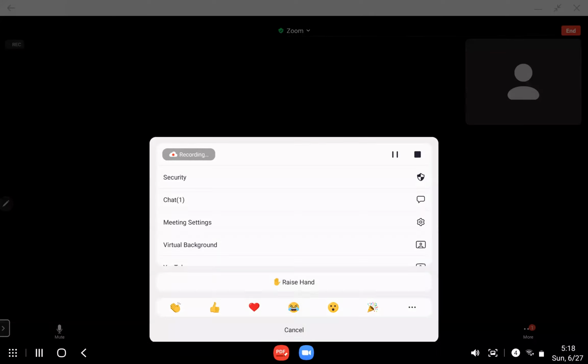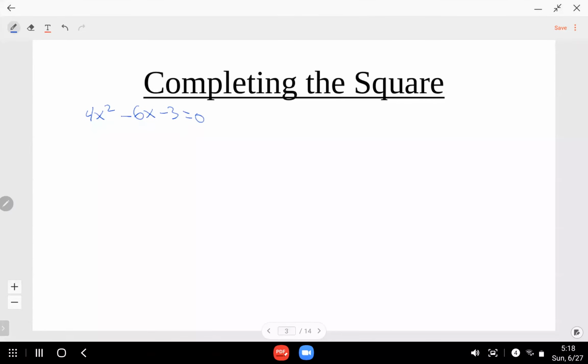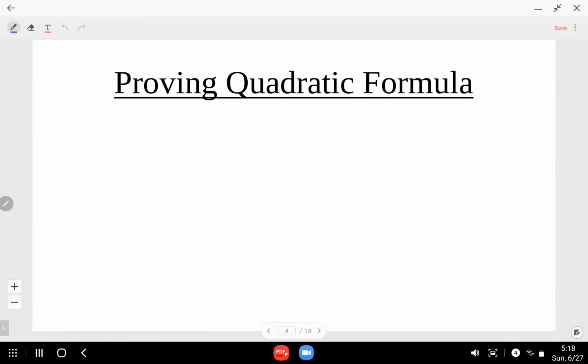Okay, and yes, divide by 4, exactly. Because you must have only x squared when you're completing the square, so you need to divide the whole thing by 4. That's basically just dividing by a. And we're not actually going to solve this. Once you divide by 4, you get a lot of fractions, but it can still be solved. So in general, for completing the square, this is very important, so please take notes on this.